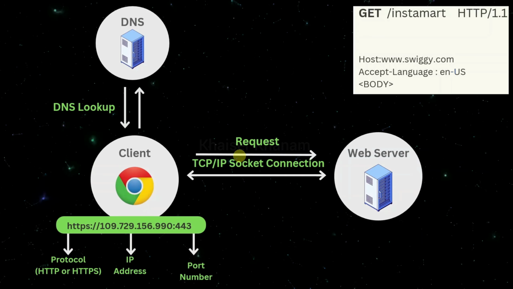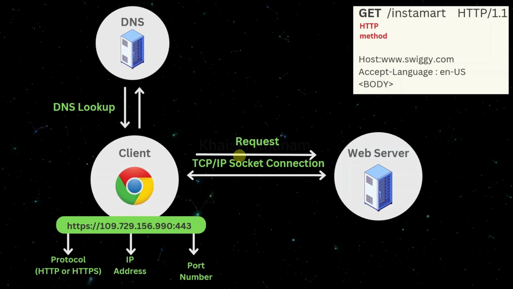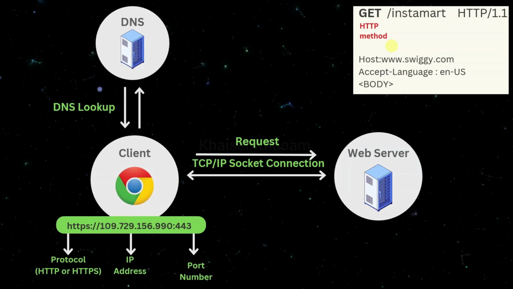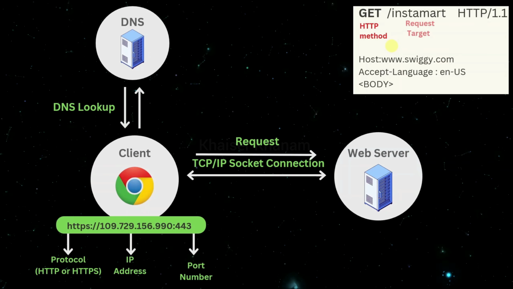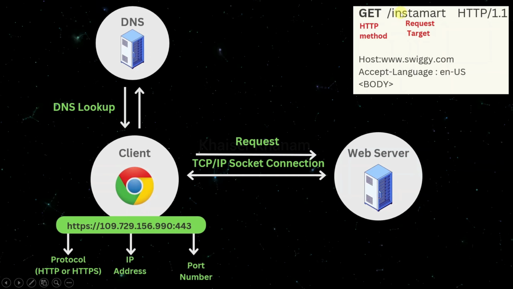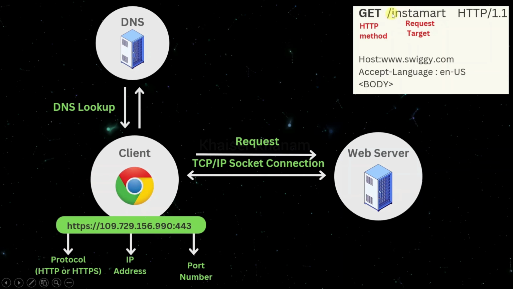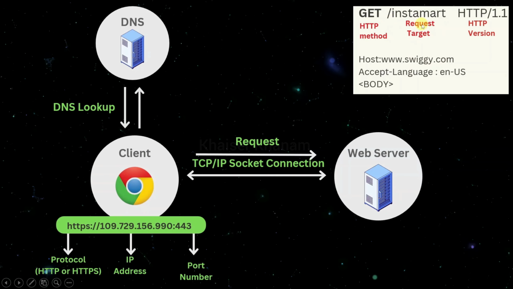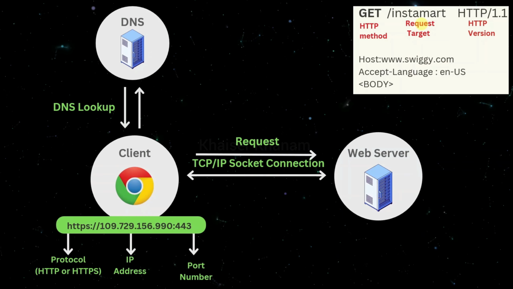Now, our request message will be looking something like this. Here inside this first line, we are going to have the HTTP method, and this is where our request target, our resources will be sent, that is /instamart, and then we are going to have the HTTP version.